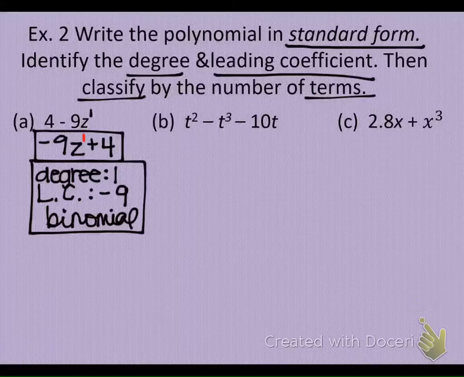T to the third. Okay, be very careful. Negative t. Negative t to the third. We got to take the right sign with the right term. So negative t to the third. Noah, keep going. What would be the next term in this problem?